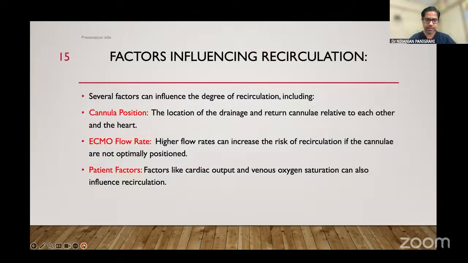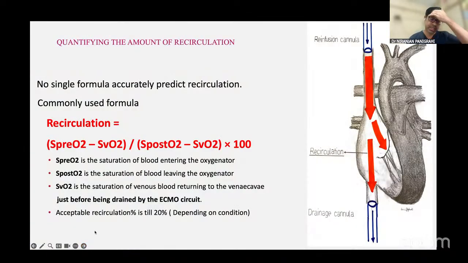So that is the recirculation percentage. The color of the returned blood many times gives a clue, but if you are not sure, then we can calculate the recirculation percentage. That is the pre-membrane oxygen saturation minus SCVO2, divided by the post-membrane saturation minus SCVO2, into 100. Again, if you are very keen, you can calculate. Up to 20 to 30% of recirculation is acceptable in VV ECMO. It should not cause a problem unless the patient is desaturating.